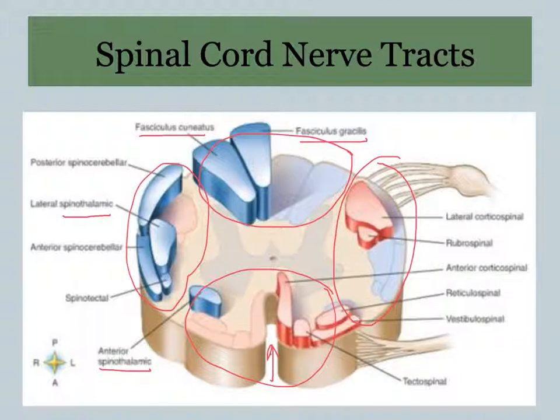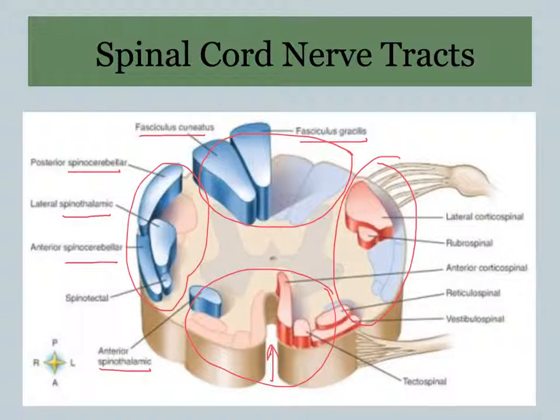And then you have the spinocerebellar tract, again, anterior and posterior, two tracts that are carrying information from the spinal cord to the cerebellum. Remember, the cerebellum is where we have coordination of muscle movements, and so these are sensory information that help with the coordination of muscle movements.